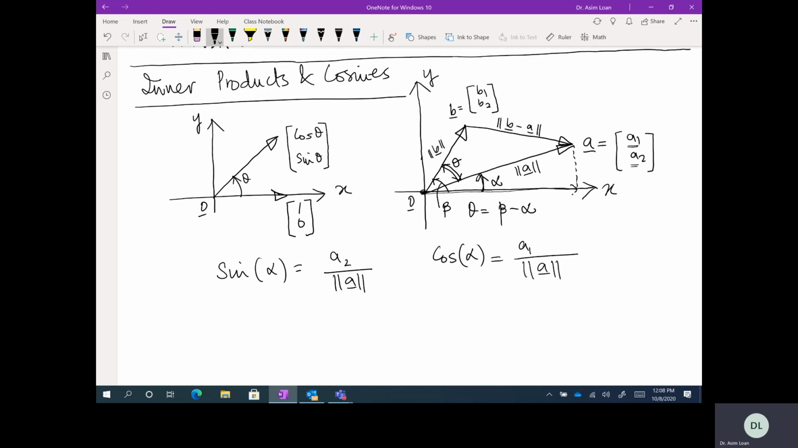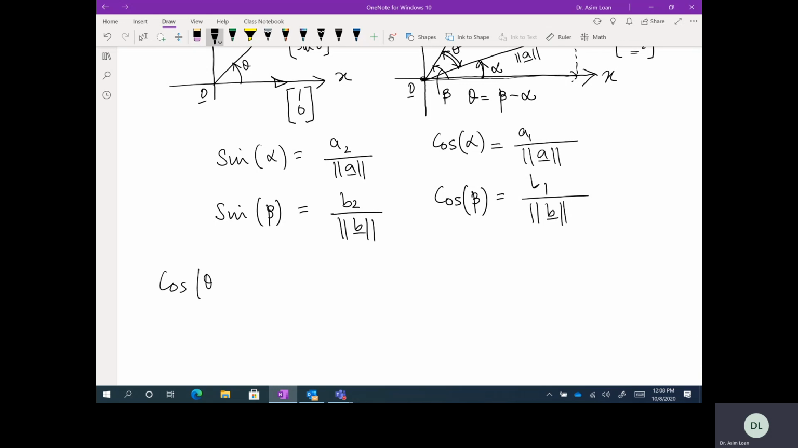Good. What is sine beta? Sine beta is again simply B2 divided by the norm of B, and cosine beta is B1 divided by the norm of B. Okay.